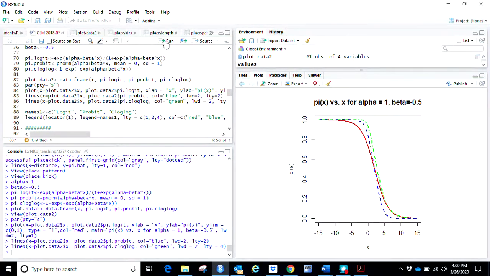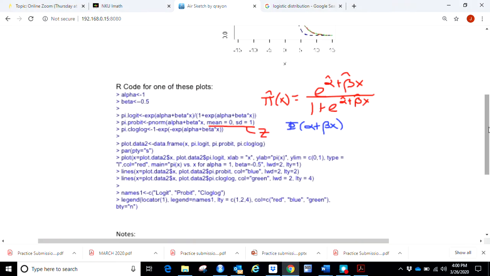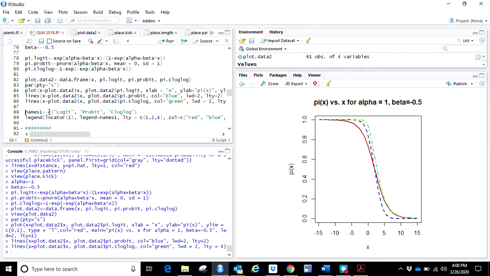So there's all 3 of my link functions plotted for the same alpha and beta. Finally, the last thing I'm doing, that if you look at our plot that I currently do not have there already, is the label or our legend that we would like to have with it. So this is where I'm creating that legend that I put on there.